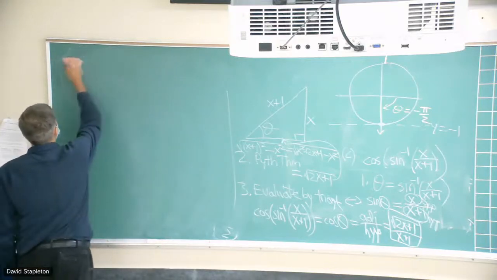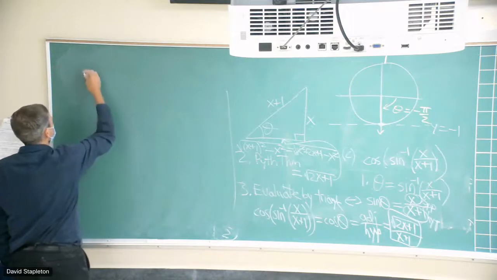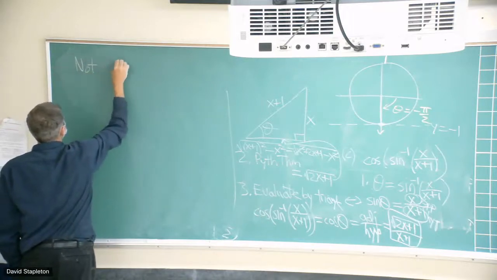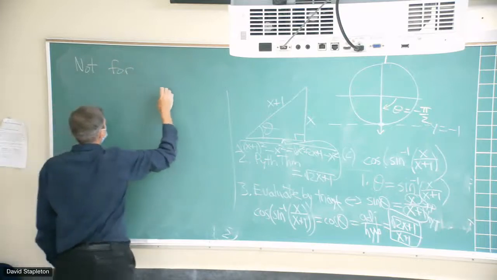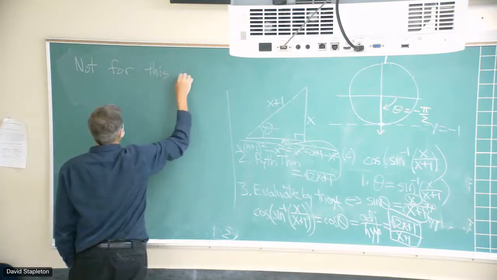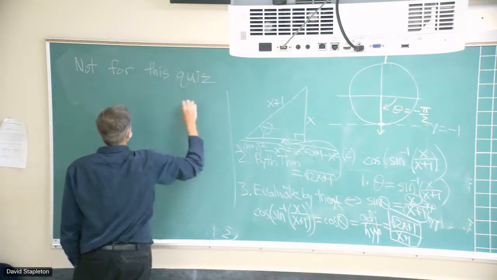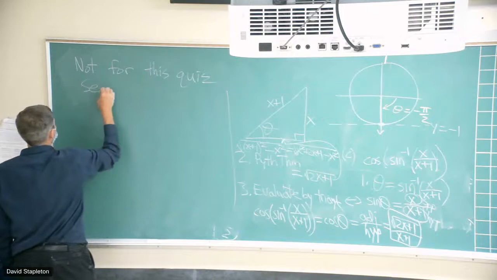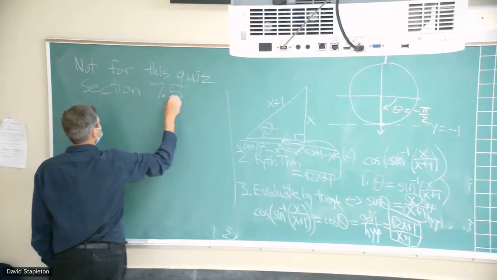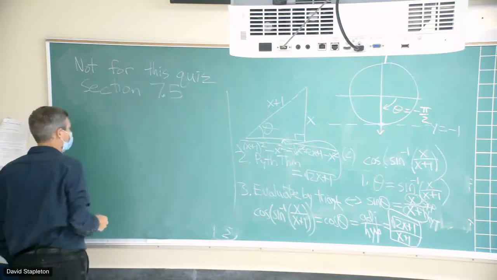All right, well, today we want to try and complete the section that won't be on the quiz. It'll be on next week's quiz, and it'll probably be the hard part of next week's quiz. Well, this is not for this quiz. We skipped ahead to section 7.5, and we're going to come back to 7.1 through 7.4. 7.5 uses these inverse trig functions immediately.